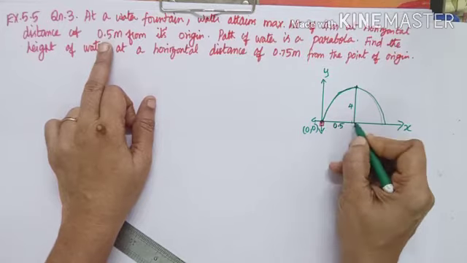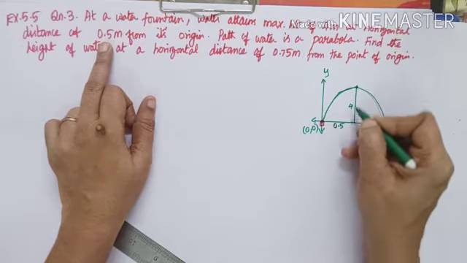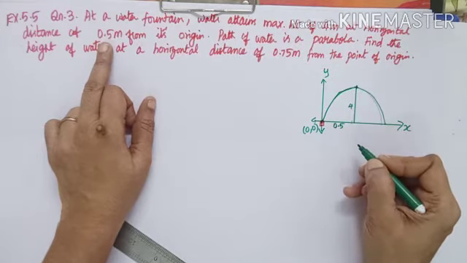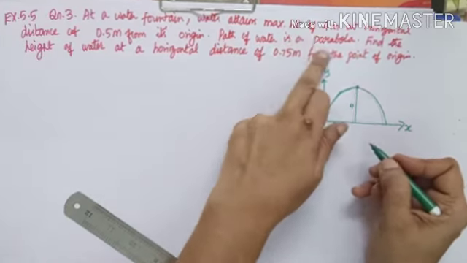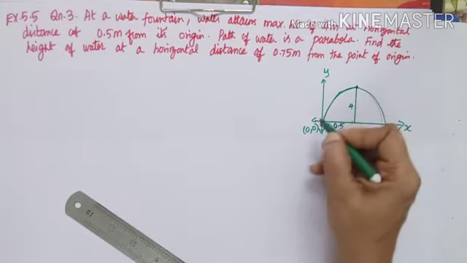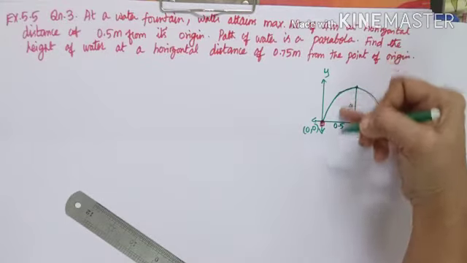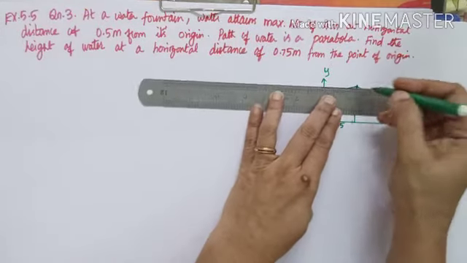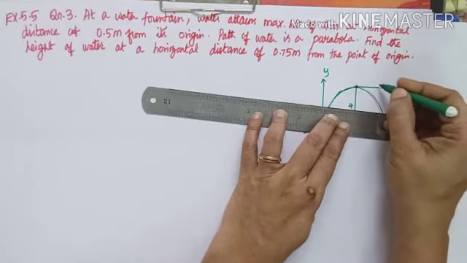So when it is 0.5 meters, it is attaining a height of 4. The next idea, path of water is a parabola. Of course, we know every water fountain goes falling down, so it is opening downward. This point we have to identify as the vertex.